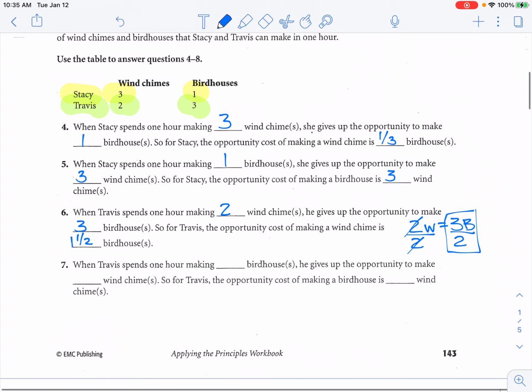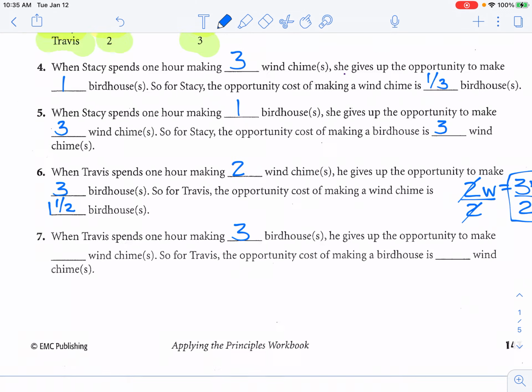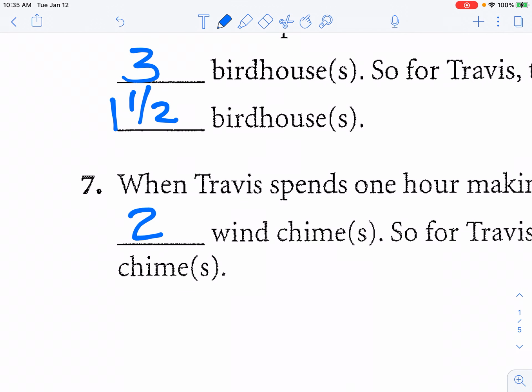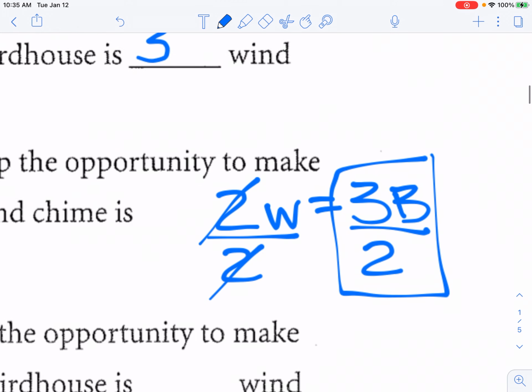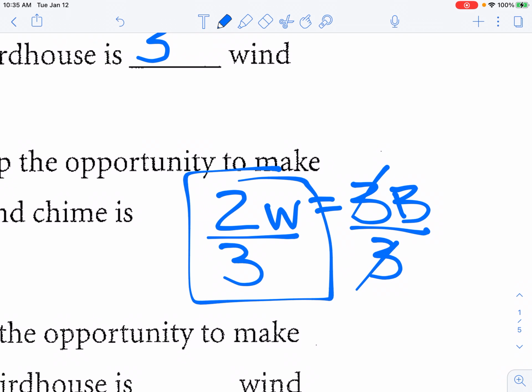And when he spends an hour making 3 birdhouses, he gives up the opportunity to make 2 wind chimes. So in this case, his opportunity cost, and I'll actually do the calculations here for you. Now we want to solve for B, or birdhouses, this time, so it's got to work this way. The cost of one birdhouse is 2/3 of a wind chime.